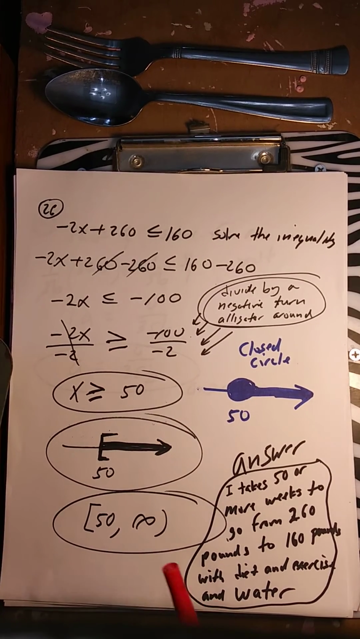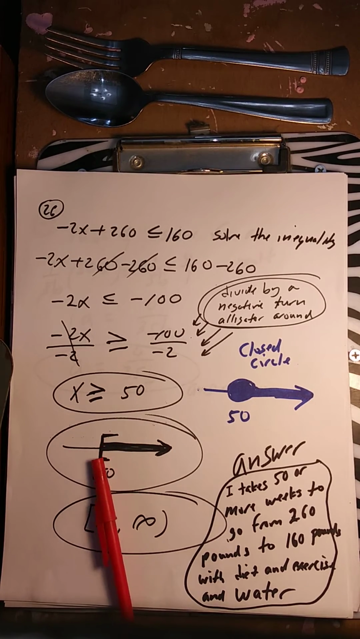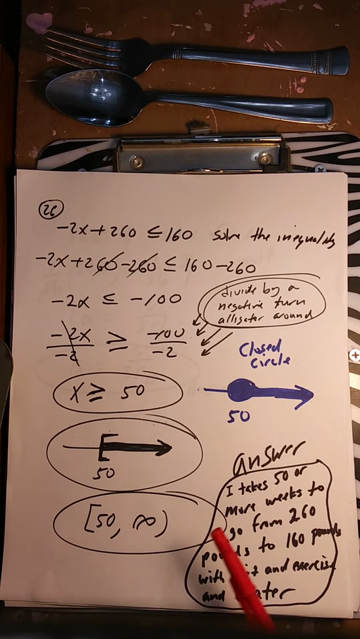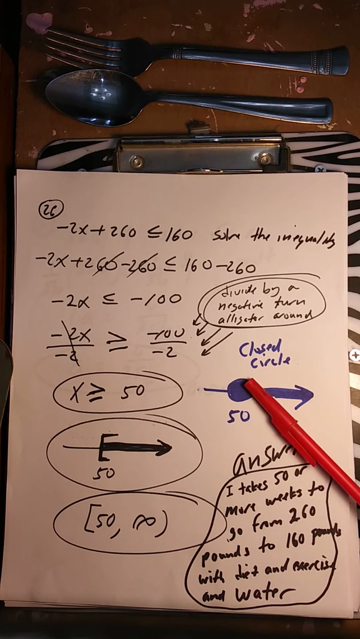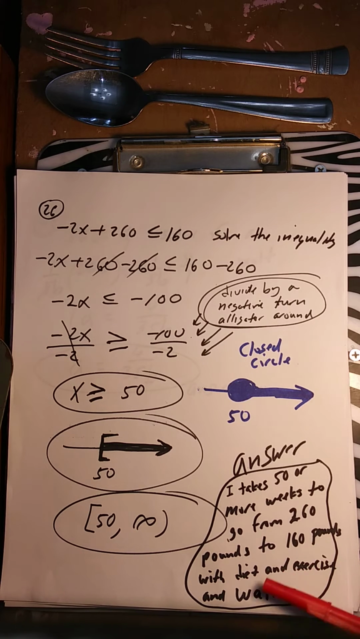Alright, so this means x is greater than or equal to 50, including the 50, and it goes to infinity. Including the 50, shaded in, go down. Not an open circle, but a closed circle, okay? So this would be like, it takes 50 or more weeks to go from 260 pounds to 160 pounds with the right diet, the right exercise, and lots of water. Could happen.